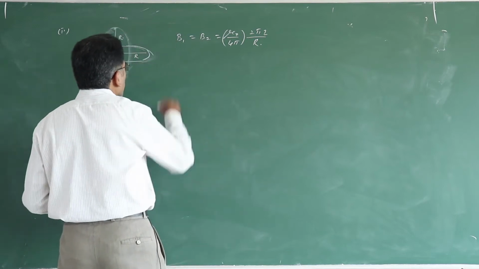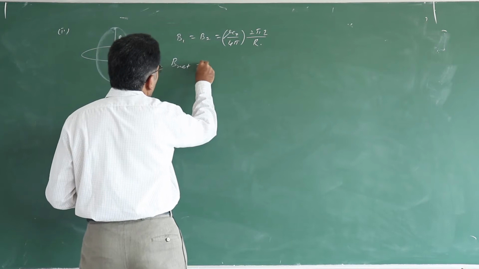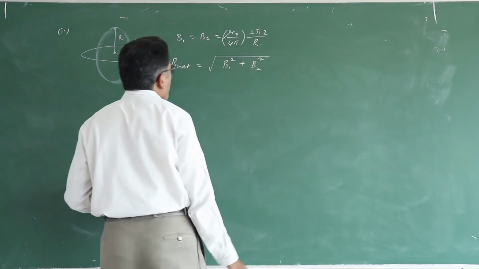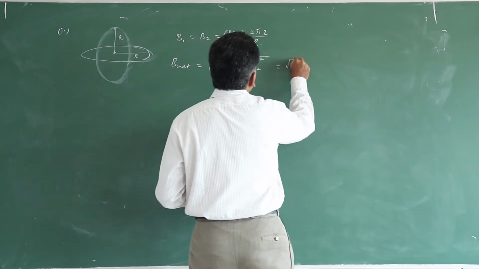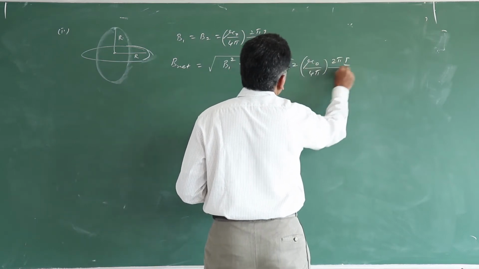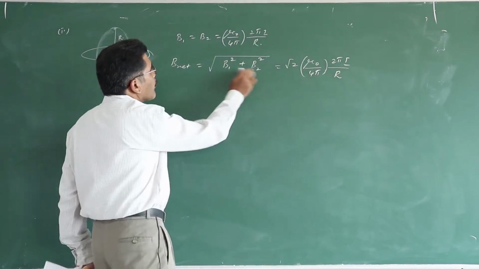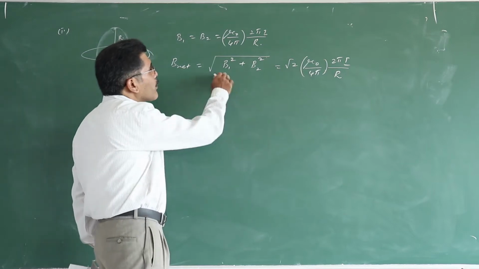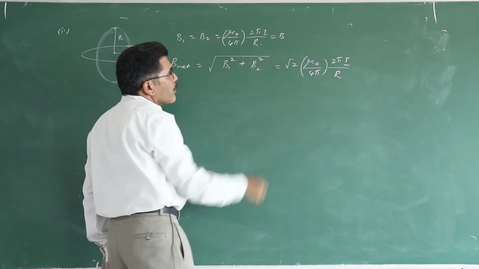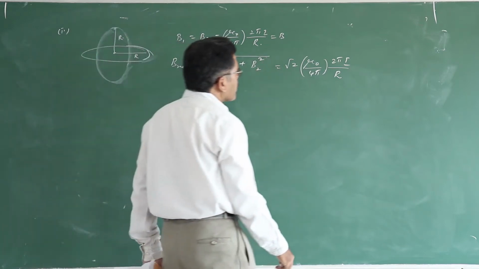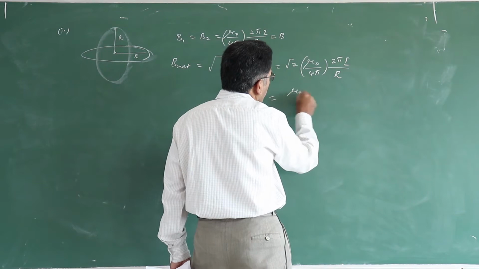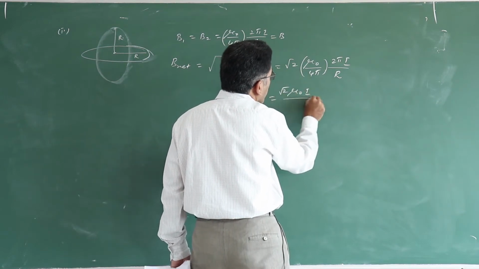They are perpendicular to each other. Therefore the net magnetic field is equal to root of B1 square plus B2 square. This is equal to root 2 times mu naught by 4 pi, 2 pi I by r, because they are equal now. If you take them as equal to B, then B square plus B square gives root 2 into B. So on simplification, you will get root 2 into mu naught I divided by 2r.